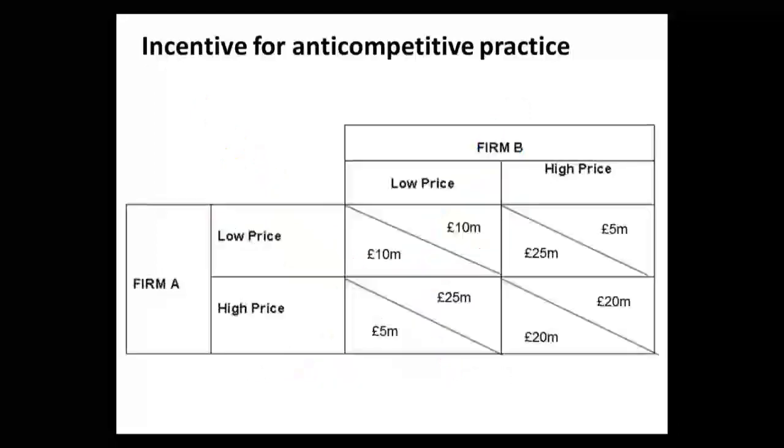Or we could draw a game like this, which shows that firms have an incentive to collude. The Nash equilibrium of this model is low price, but we know that both firms are better off charging a high price, which shows there's an incentive for the two firms, firm A and firm B, to collude, to work together to charge the higher price and make the greater level of supernormal profit.